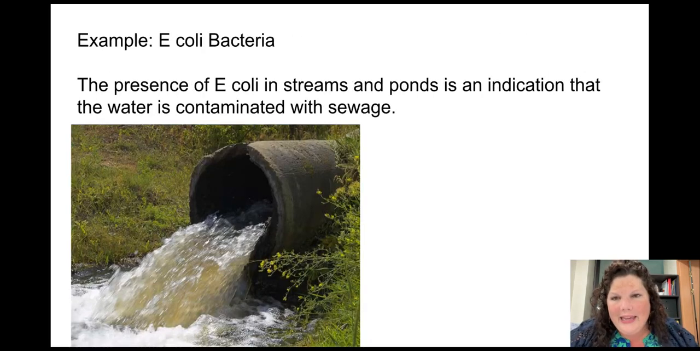So let's look at E. coli here. E. coli is in our intestines, our guts, and those of most mammals, including humans. So when we see it in streams or ponds, that means that somehow we're getting sewage or feces into the water, and that's not good. So it helps us understand if there are leaks, sewage, or contamination in those ponds, which are going to cause a large impact on that ecosystem.